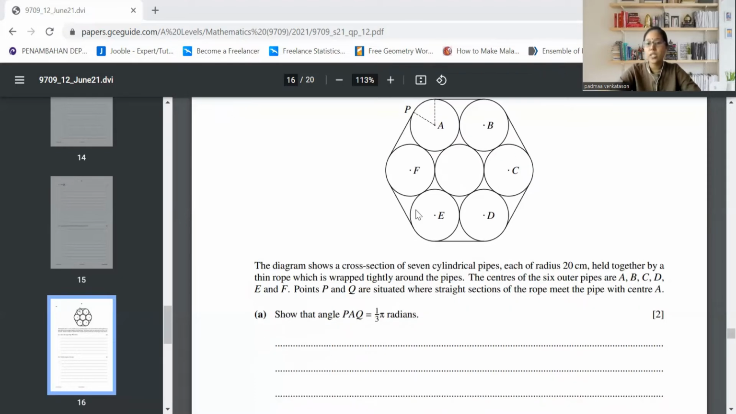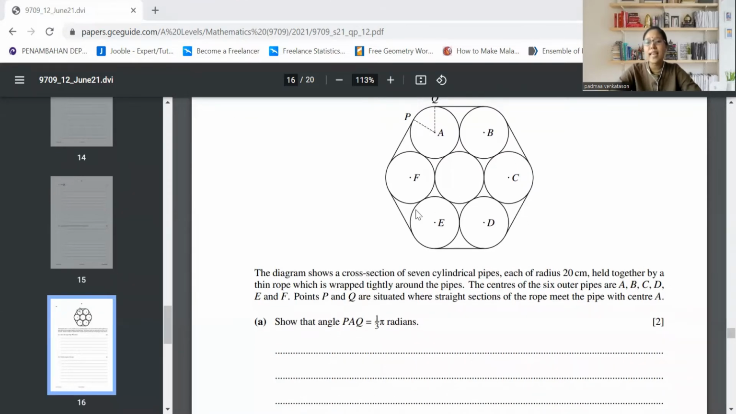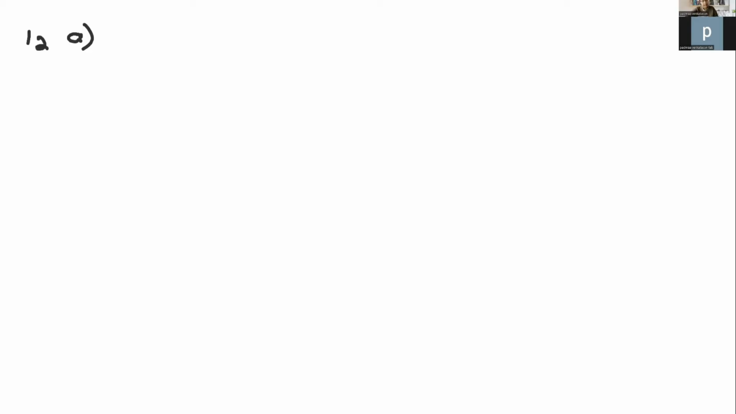So let's look at question A now. They're saying show that the angle PAQ is equal to 1/3 pi radian. Let me do a rough sketch of this drawing here. I hope I can draw this well.